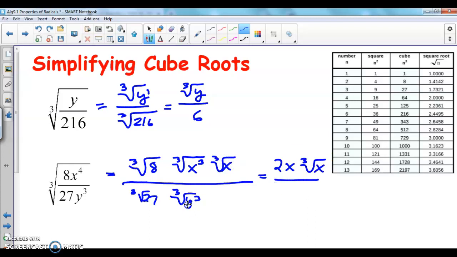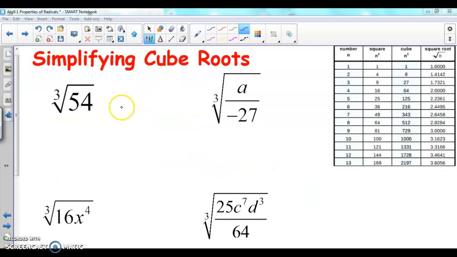Over cube root of 27. Where is it? Right here. 27. Cube root is 3. And then this is 3 divided by 3. That's 1. So this will just become y. So this is the final answer. Alright, those are more examples of simplifying cube roots.